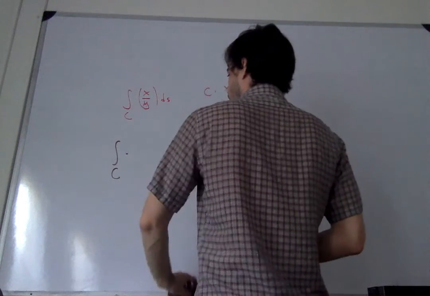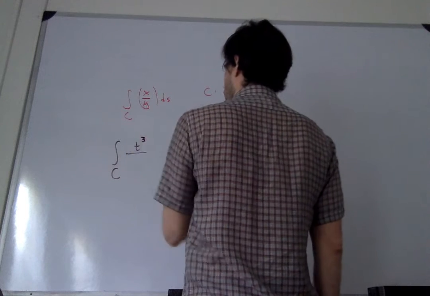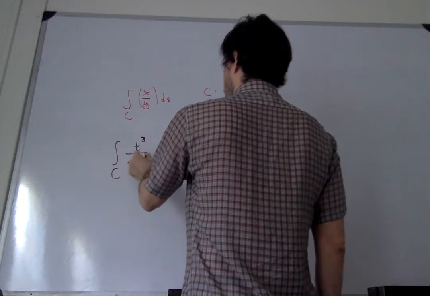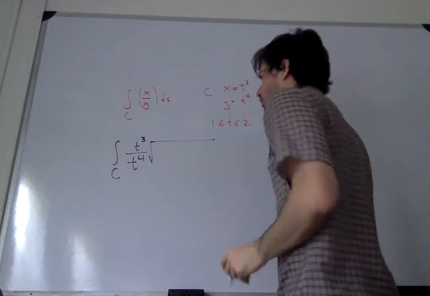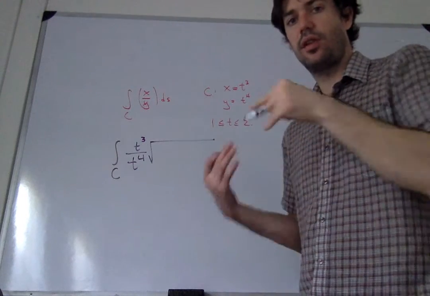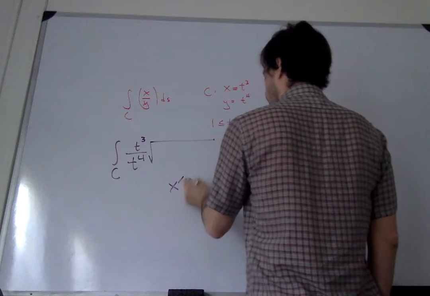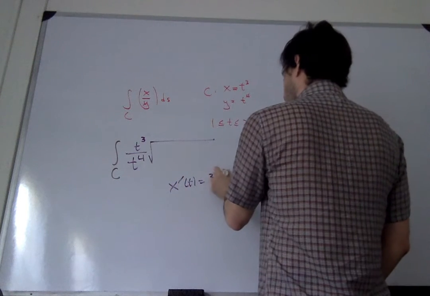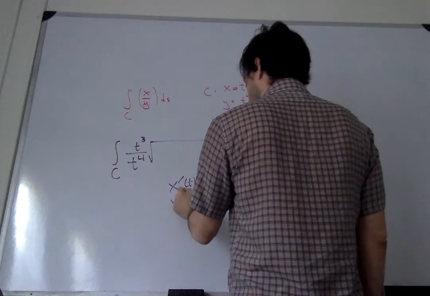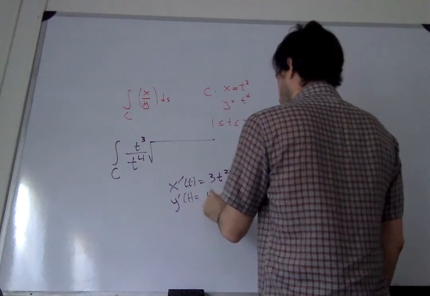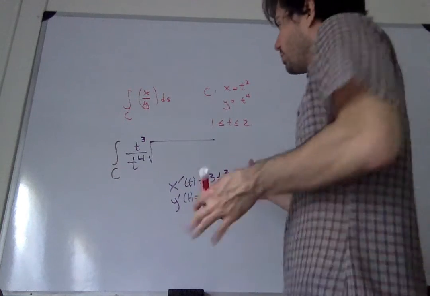So x in the numerator is t cubed. y in the denominator is t to the fourth power. And then I need to have the derivative of x and y with respect to t. So the derivative of x with respect to t is 3t squared, and the derivative of y with respect to t is 4t cubed. Okay, so now we're just going to plug it in.